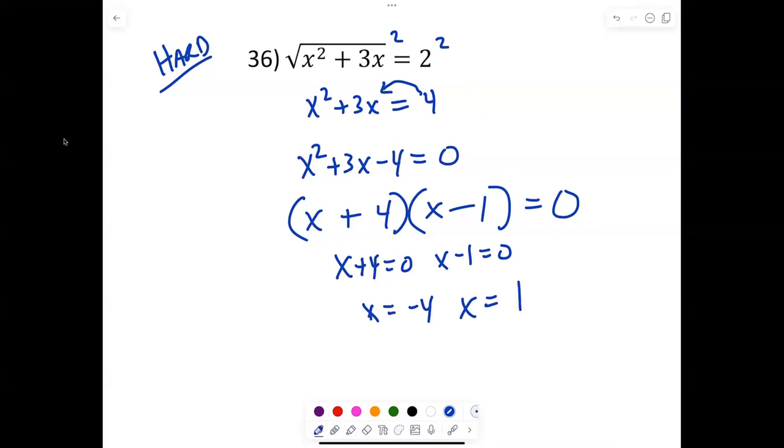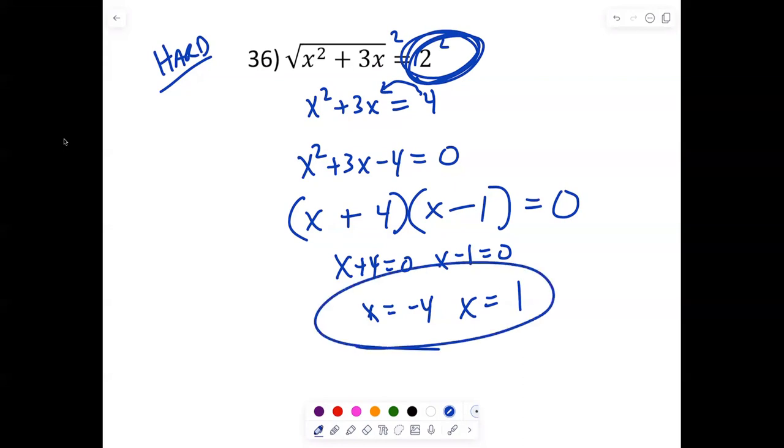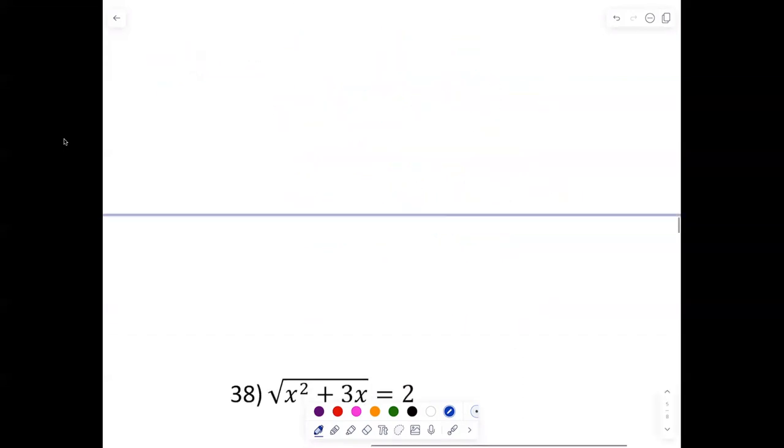Do I have to worry about the negatives in this case? No, because there's no variable over there. There's no variable. So those are both answers now. That's why that one's a little bit harder. All right.